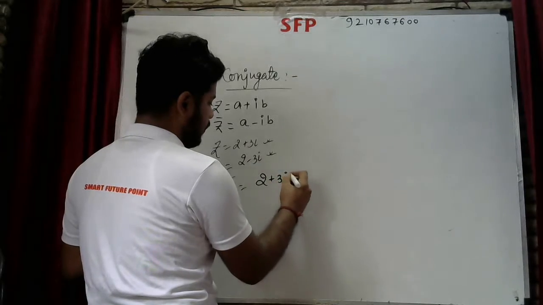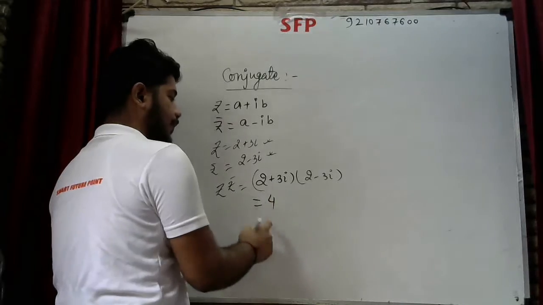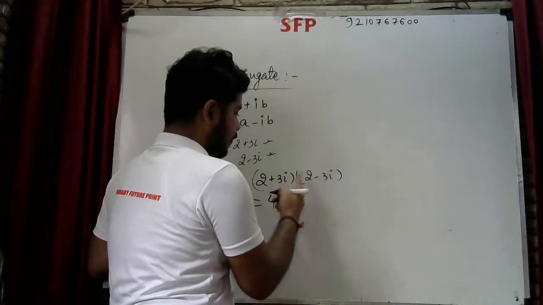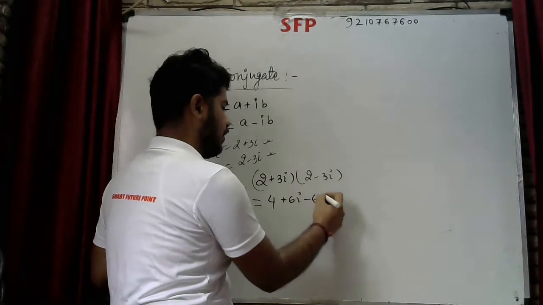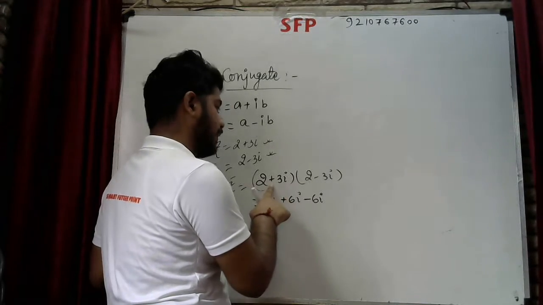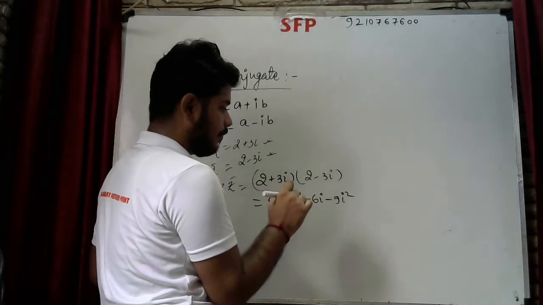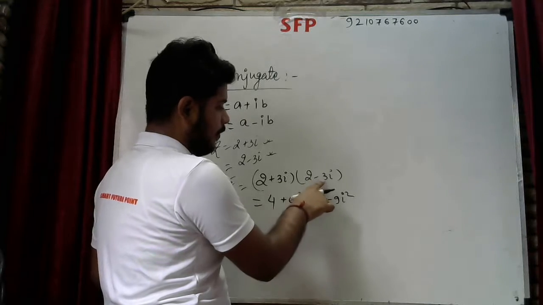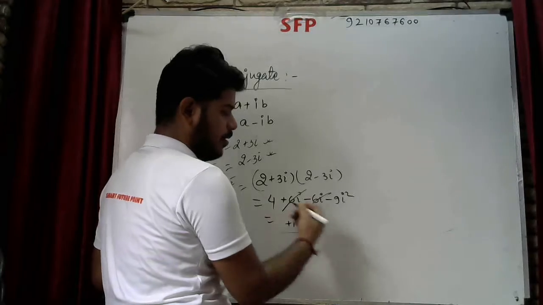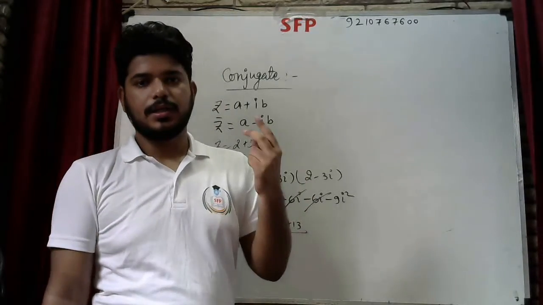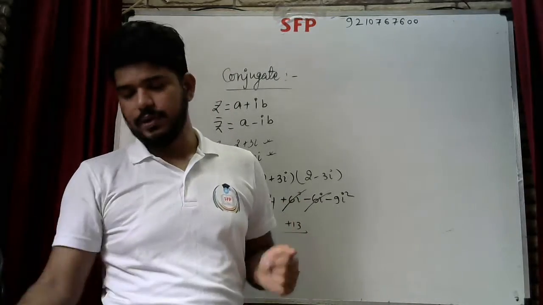Let's see what will happen. This is 2 plus 3 iota, and this is 2 minus 3 iota. If we multiply them, we get 4, we get plus 6 iota, we get minus 6 iota, and we get minus 9 iota square. Minus 6 iota and plus 6 iota will be cancelled out. It means multiplication of a complex number by its conjugate gives only a real number.